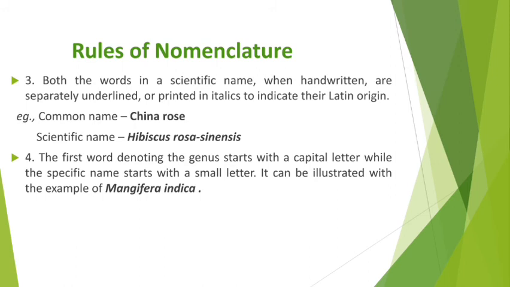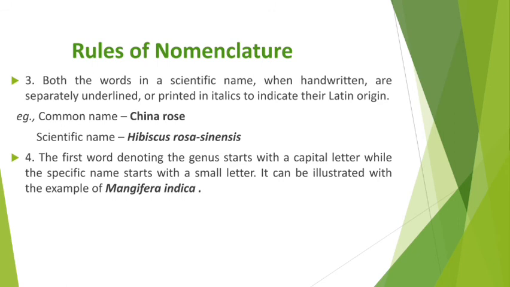While the specific name starts with a small letter, whereas rosa-sinensis or indica, you will see that their starting letter is always a small letter. So the 4th rule, what we came to know, is that the genus word always starts with a capital letter and the specific name always starts with a small letter. Clear? It can be illustrated with the example Mangifera indica. Whenever you write by hand in your copy, you just underline separately, and as I have shown, mark genus and species below.